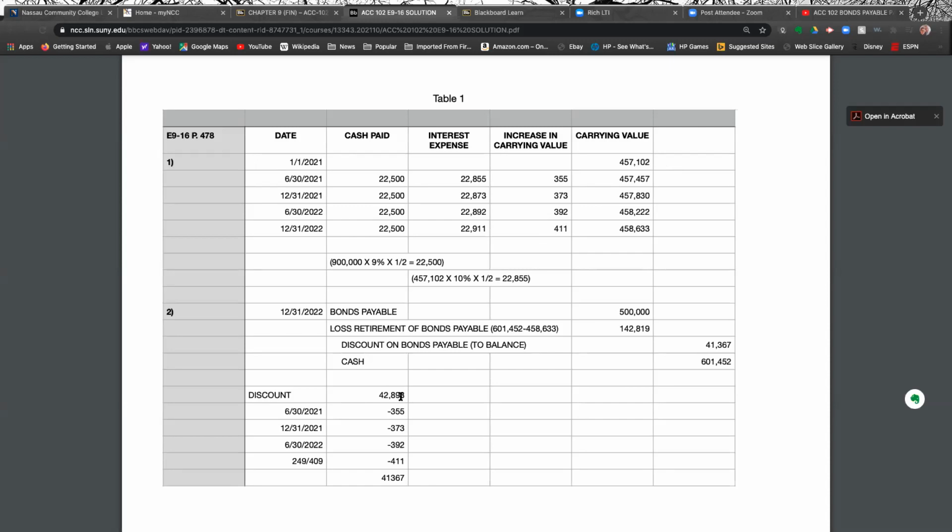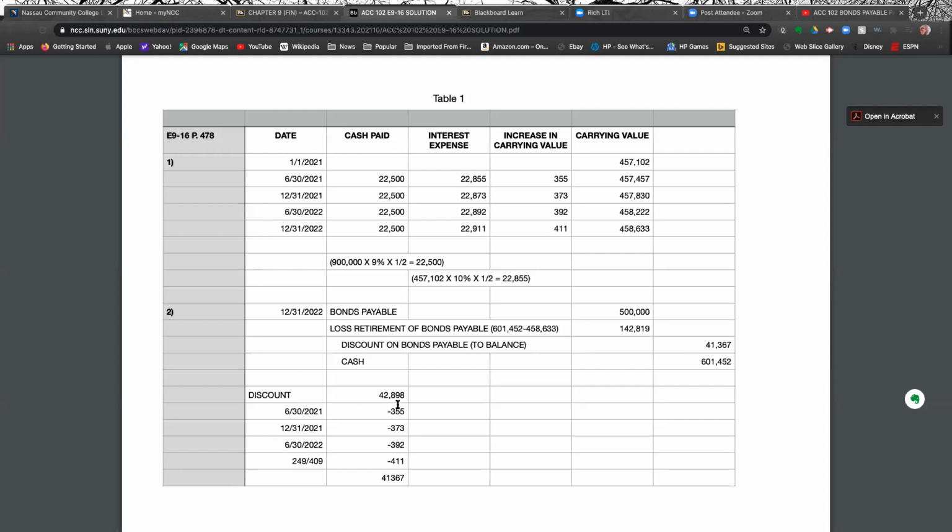So if we were going to make the entry on the day the bonds were first sold, what entry would we make? We would debit cash for 457,102. We would debit discount for 42,898, and we would have credited bonds payable for 500,000. Right? And we did that in the preceding problem. But what's the balance in this discount on bonds payable account on December 31st, 2022?